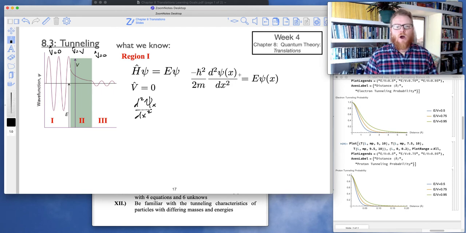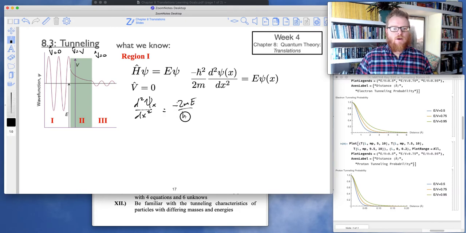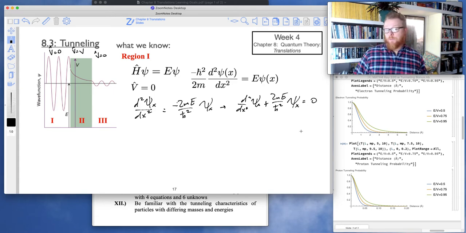Okay. So what I want to do here is multiply through by 2m over negative h bar squared through both sides. All right. And so now that's going to be negative 2mE over h bar squared times psi x. And then now I want to rearrange this so it's all equal to 0. So now I've got my second derivative of psi. I'm going to add that over to the other side, plus 2mE divided by h bar squared times psi x equals 0. So now there's my standard reduced form so that I can solve this thing.